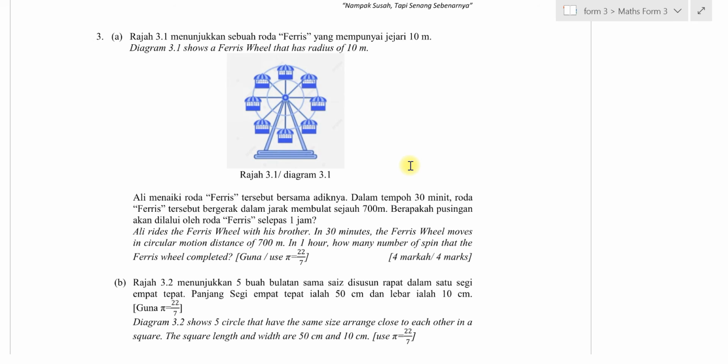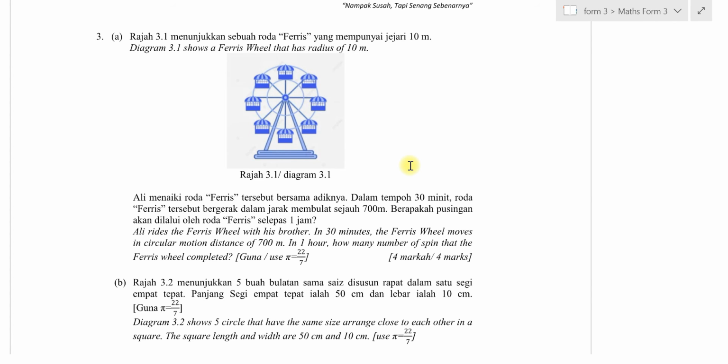Okay, this one looks a little bit long, but okay. You see, diagram 3.1 shows a Ferris wheel that has a radius 10 meter. Okay, they told us the radius was 10 meter. Ali rides Ferris wheel with his brother. In 30 minutes, the Ferris wheel moves in a circular motion distance 700 meter. In 1 hour, how many spins will the Ferris wheel complete?